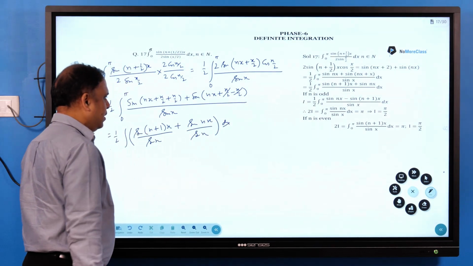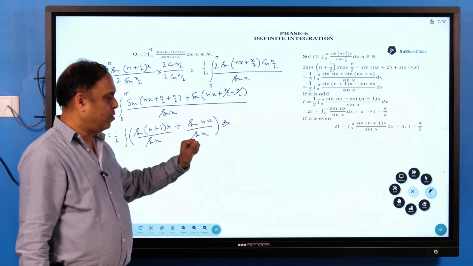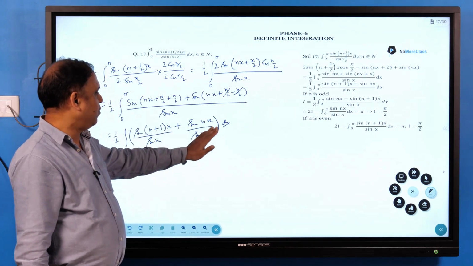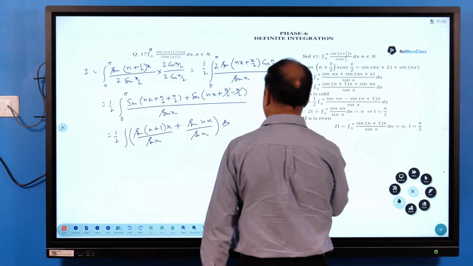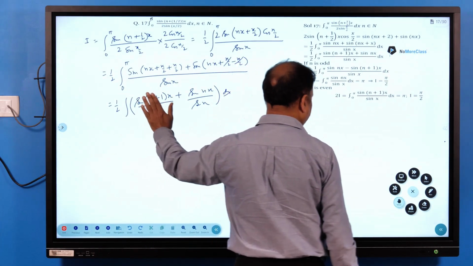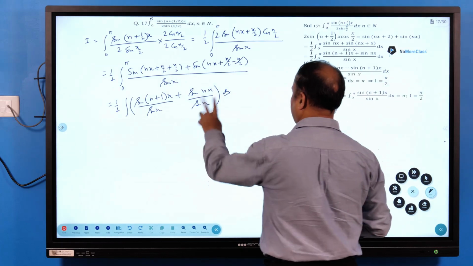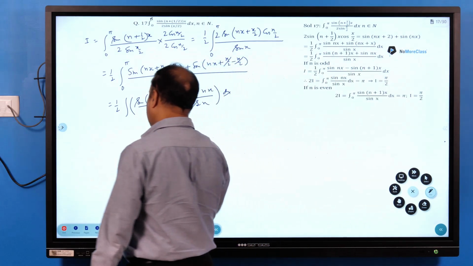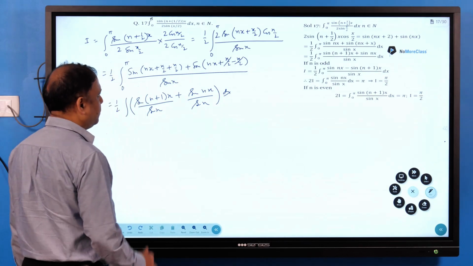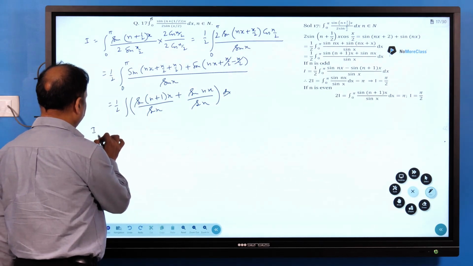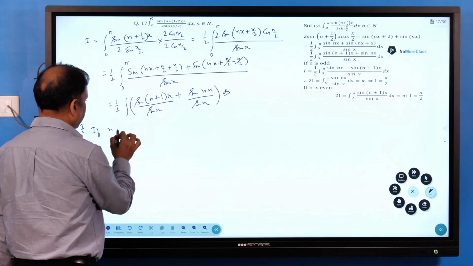dx. Now in this case we have to take two cases, n is even and n is odd, because one will always be even and the other odd. If n is even, then n plus 1 will be odd. If n is odd, then n plus 1 will be even. So out of that, one will be even, one is odd. So case 1, we will take if n is odd.